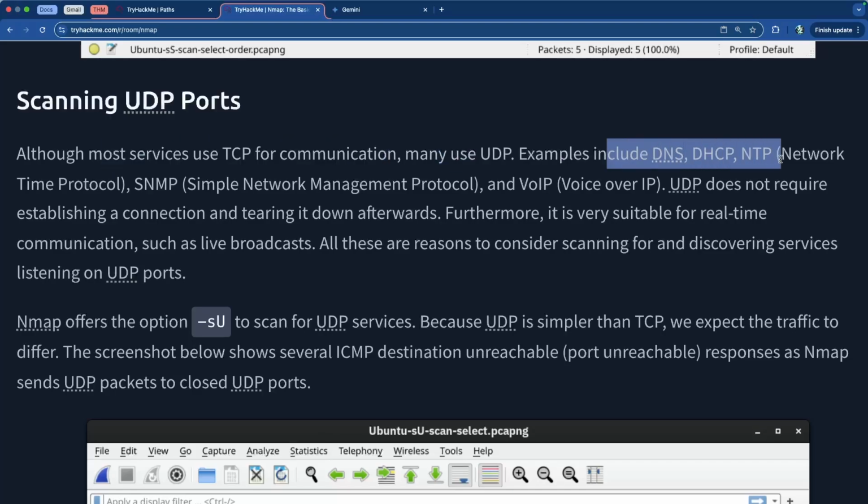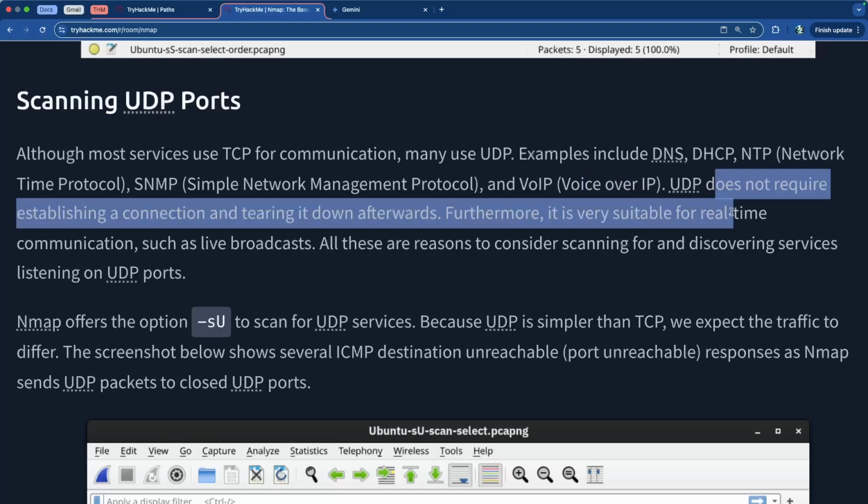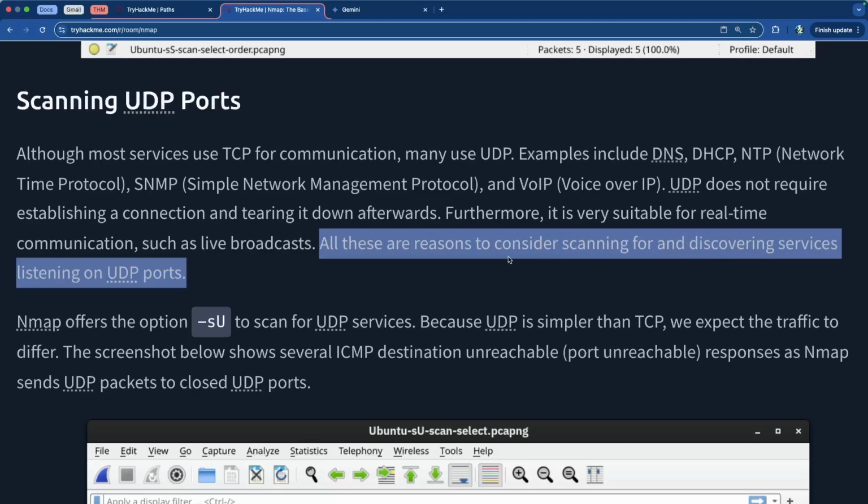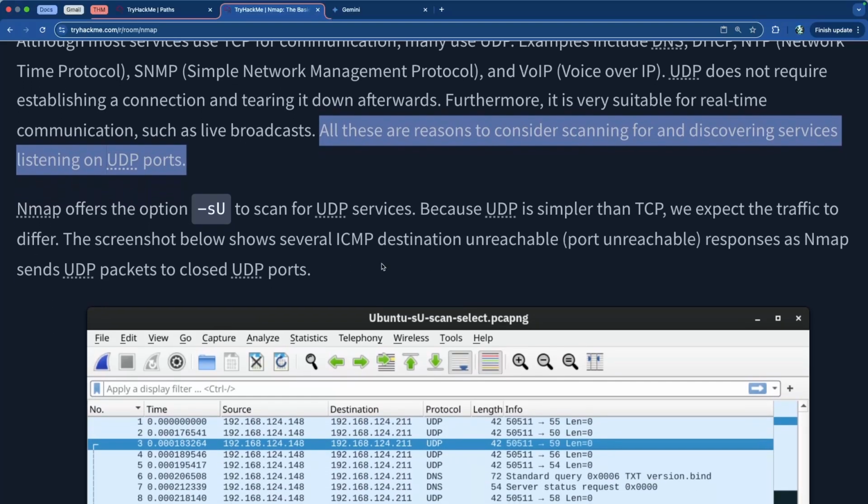The UDP ports: although most services use TCP, many use UDP. Examples include DNS, DHCP, NTP, which is the Network Time Protocol, SNMP, which is the Simple Network Management Protocol, and VoIP, which is Voice over IP. UDP does not require establishing a connection and tearing it down afterwards. Furthermore, it is very suitable for real-time communication, such as live broadcasts or streaming on Netflix, for example, which also typically uses UDP. All these are reasons to consider scanning for and discovering services that are listening on UDP.